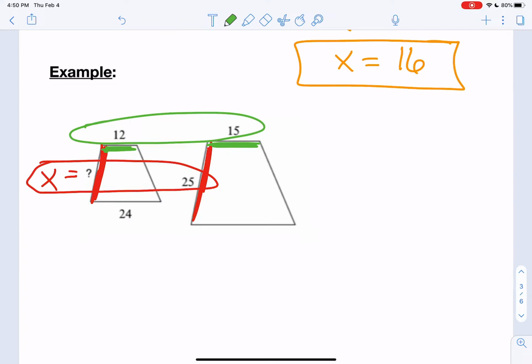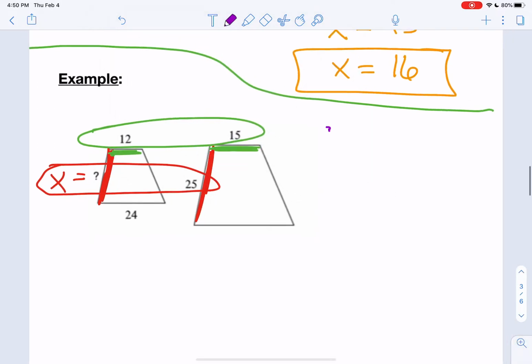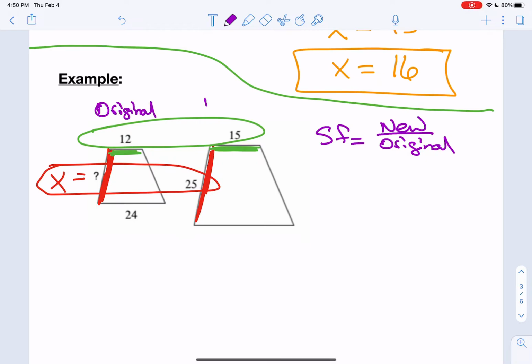And then all you have to remember is, and I'm going to go ahead and put a line here so we don't get confused with the previous problem, that the scale factor equals new over original. And the first image is always going to be your original. The second image is going to be the new. Okay. Well, now that we know that, we can set up our two fractions.